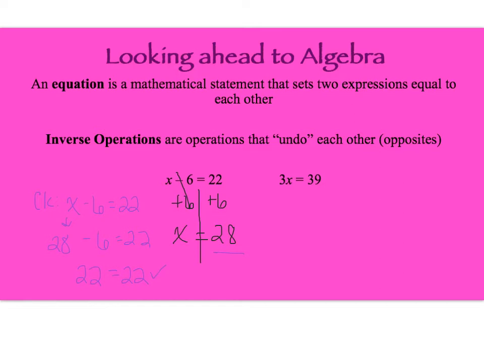Let's go ahead now and go over the second one. Here again, remember, when a number and a variable are touching, that means multiplication. So this equation is saying 3 times x equals 39. So since I see multiplication, I'm going to divide on both sides by 3. We always divide by the number that is with your variable, because 3 divided by 3 is 1, or 1x. They cancel out. And 39 divided by 3 is 13, so x equals 13.